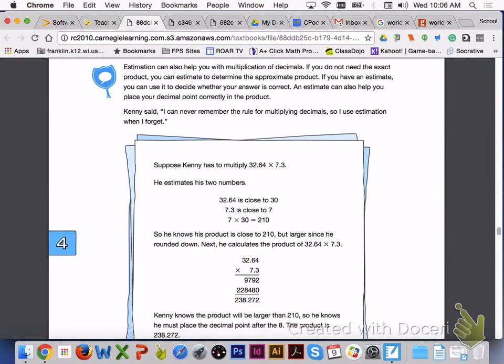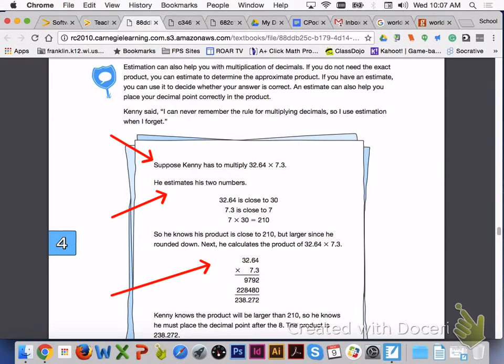Kenny said, I can never remember the rule for multiplying decimals, so I use estimation when I forget. So suppose Kenny has to multiply 32 and 64 hundredths times 7 and 3 tenths. He's going to first estimate his two numbers. 32 and 64 hundredths is close to 30. 7 and 3 tenths is close to 7. So 7 times 30 equals 210. So he knows that his product is close to 210, but maybe a little larger since he rounded down.